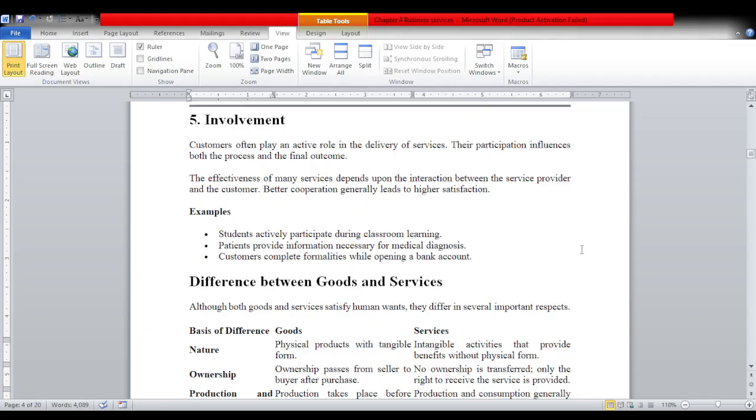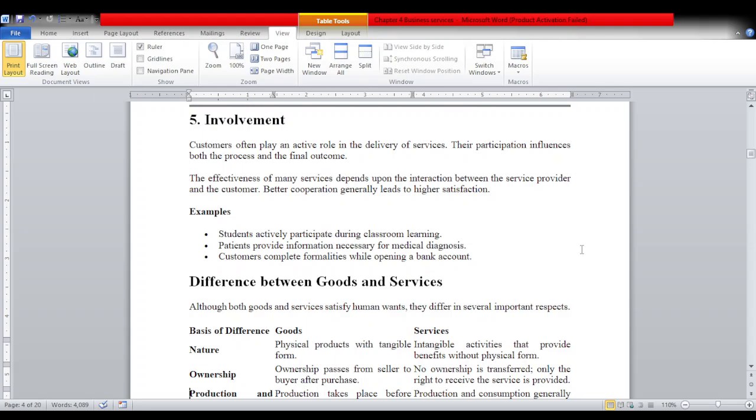So involvement of the service provider and the consumer, it might be a student, a patient, or a customer, is definitely required if they want to consume the service, if they want to get the service delivered, whether it's in a classroom, a hospital, or a banking area. So the customer's availability is very much required.